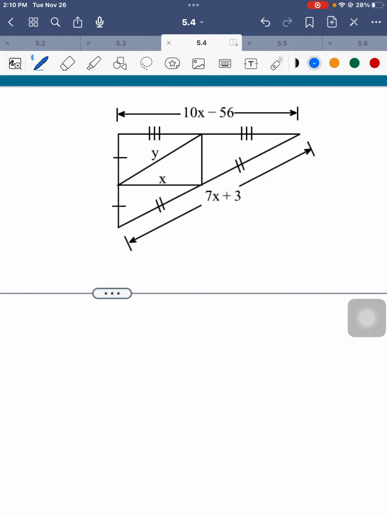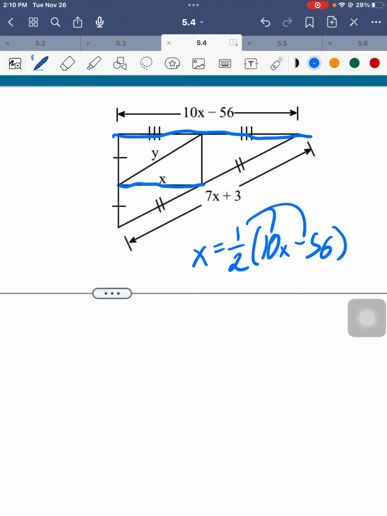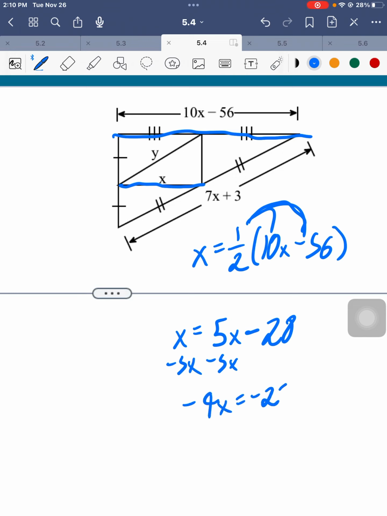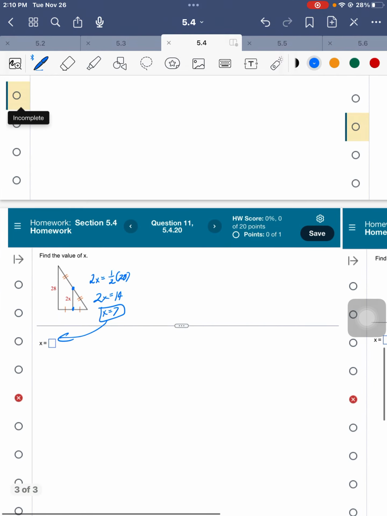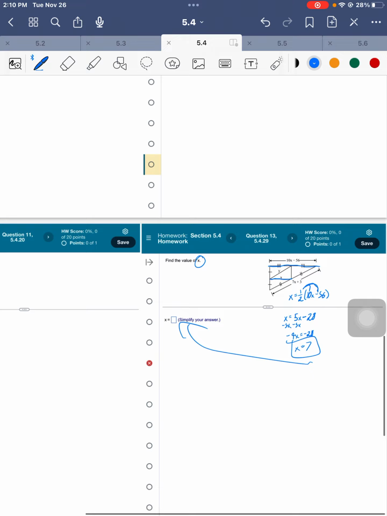So what I want to do is lock in on this midsegment and this side right here. So it's going to be x equals half of 10x minus 56. We're going to do the distributive property. x is equal to 5x minus, because I'm getting half of negative 56, what is that? 28, right? Minus 28. So minus 5x, minus 5x, negative 4x equals negative 28. So now x is what? 7. So my x is 7. Oh, it's funny, they're both 7. Guys, that's just a coincidence that they're both 7.